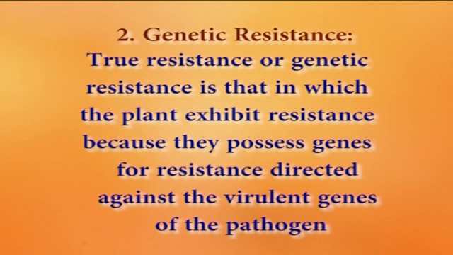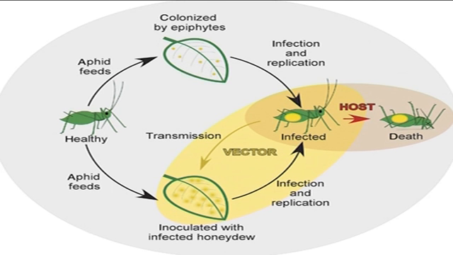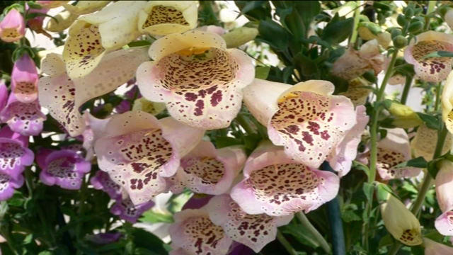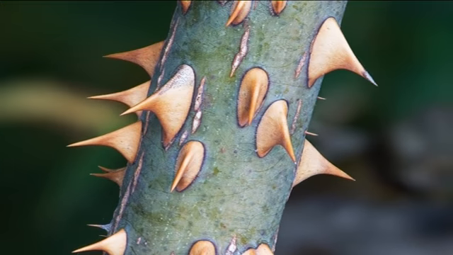Second type is genetic resistance. True resistance or genetic resistance is that in which the plants exhibit resistance because they possess genes for resistance directed against the virulent genes of the pathogen. In this resistance, the host and the pathogen are more or less incompatible with each other due to lack of chemical recognition between them, or the host defends itself against the pathogen by means of various defense mechanisms, either pre-existing or developed in response to pathogen attack.